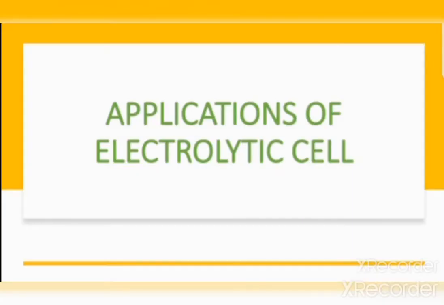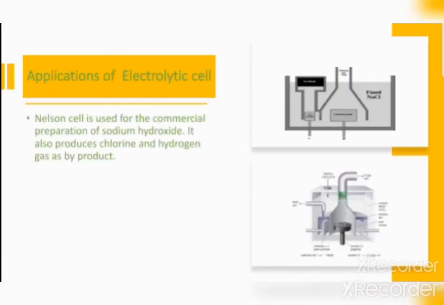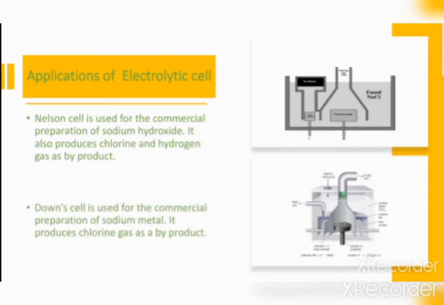Applications of electrolytic cell. Nelson cell is used for the commercial preparation of sodium hydroxide. It also produces chlorine and hydrogen gas as byproduct. Down cell is used for the commercial preparation of sodium metal. It produces chlorine gas as a byproduct.